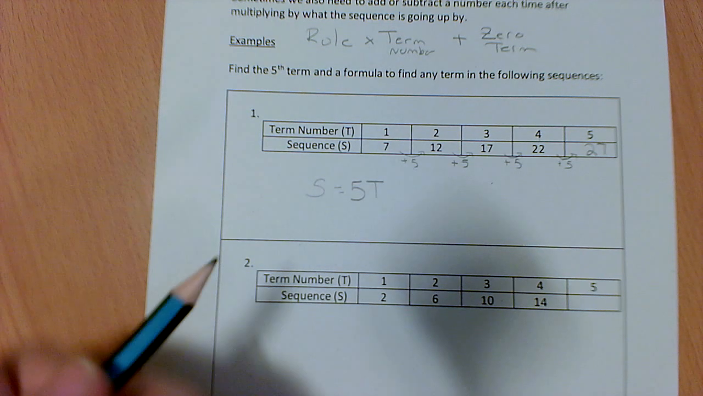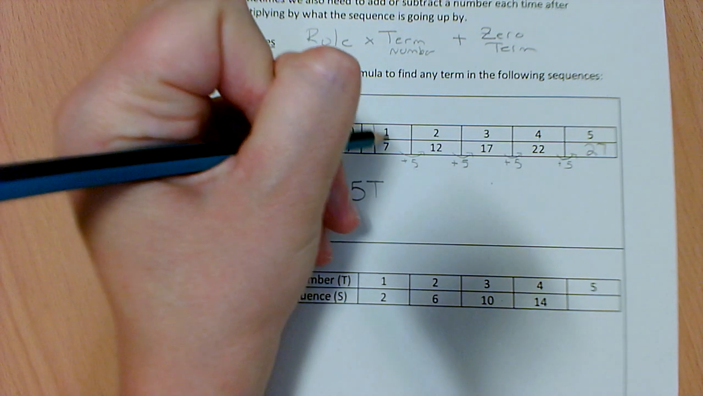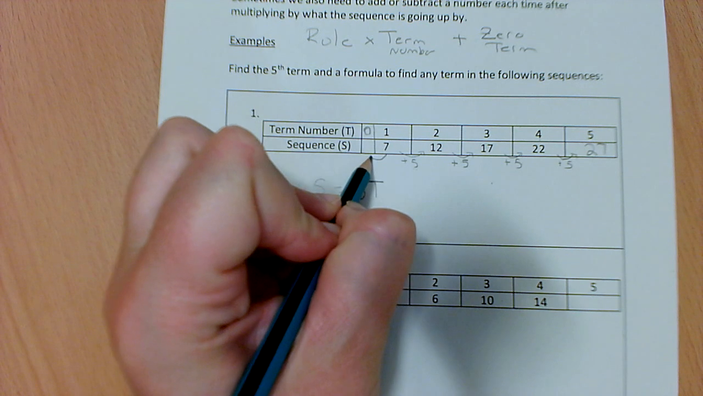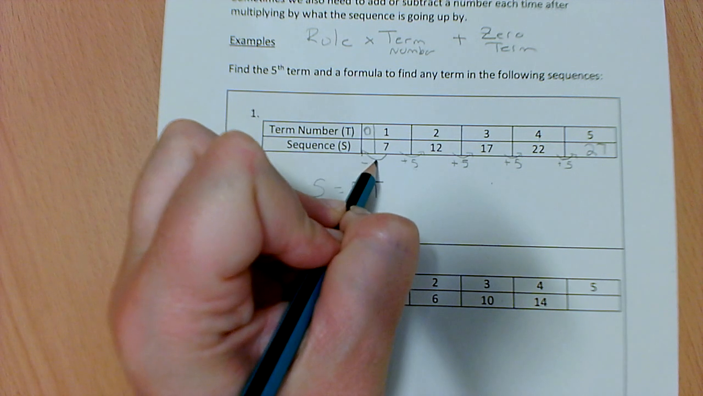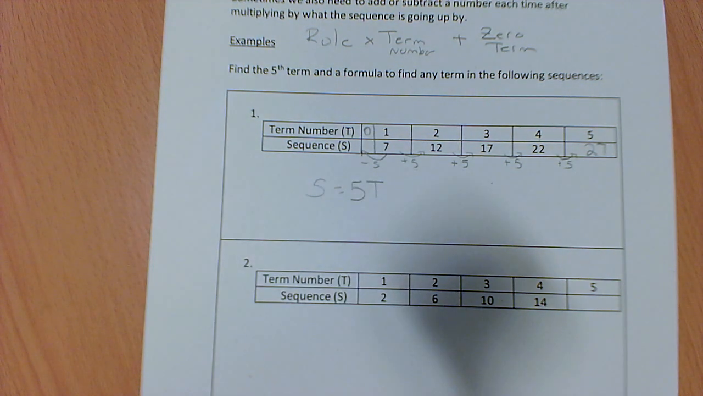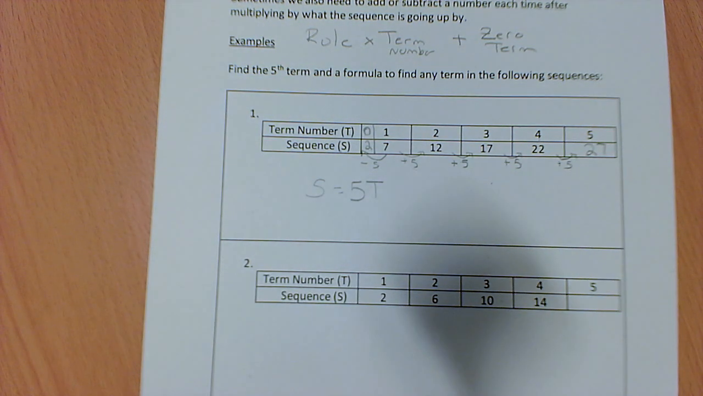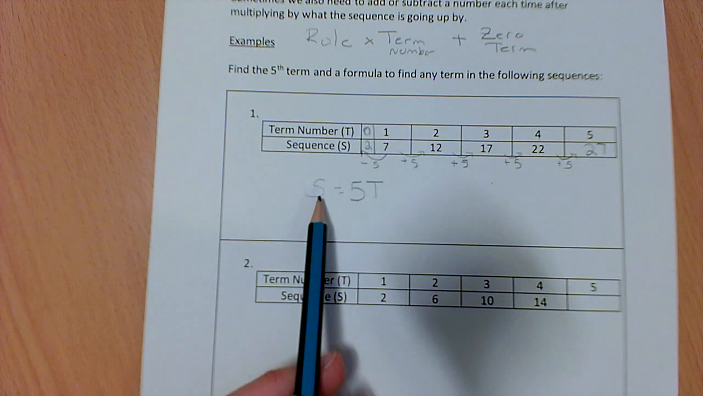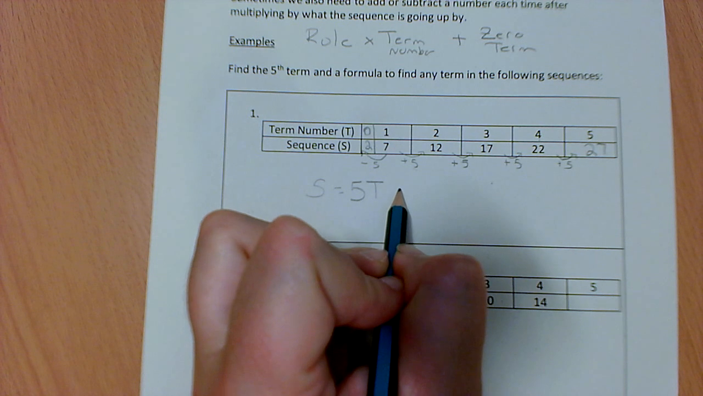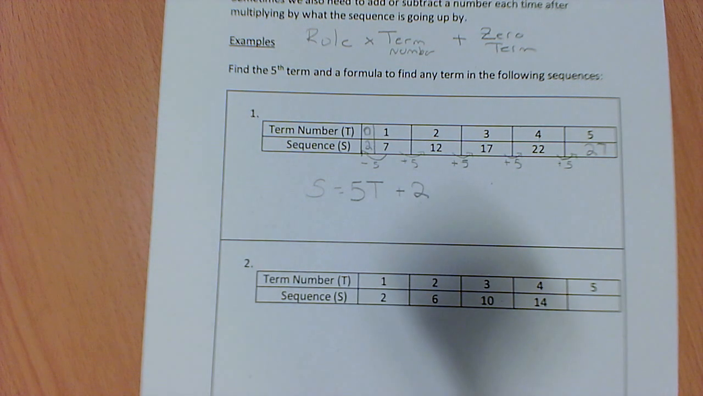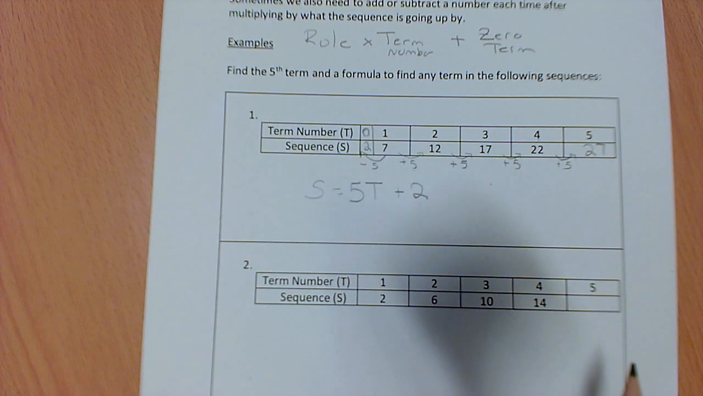So to get that, well, there's my first number. What would be before my first term, if it existed? To get that, you're going to have to go backwards. So instead of adding 5, we're going to have to take away 5 to go backwards. So if my zero term existed, it would be 7 minus 5, which is 2. So my formula, I just add on that zero term, is going to be s equals 5t plus 2, because it's a positive 2.